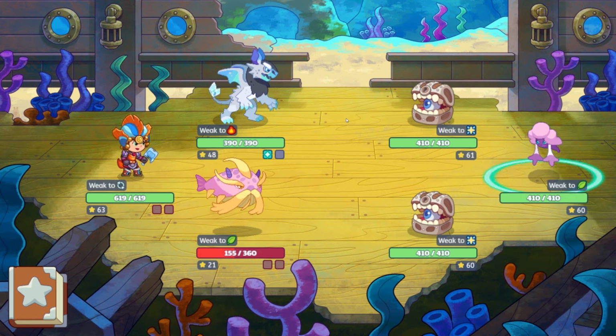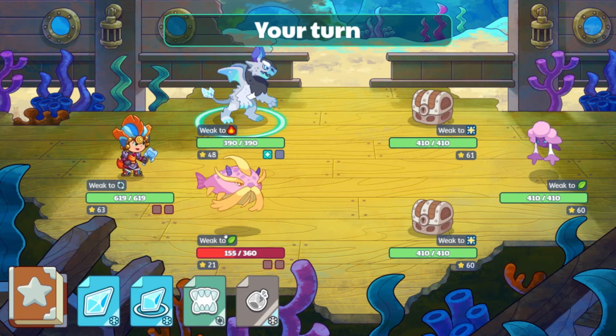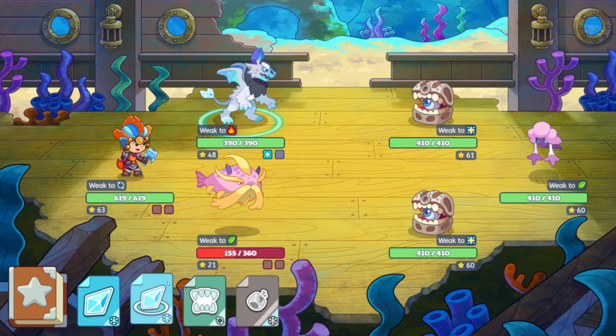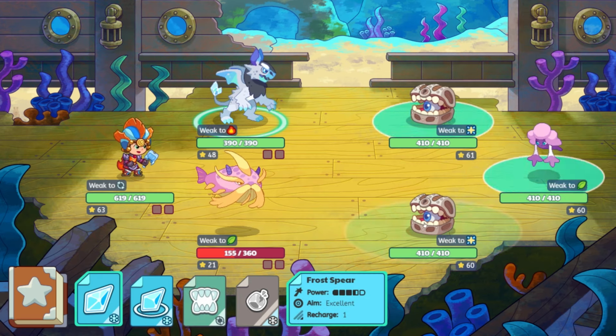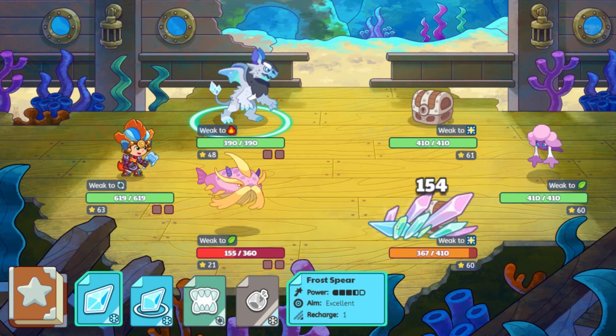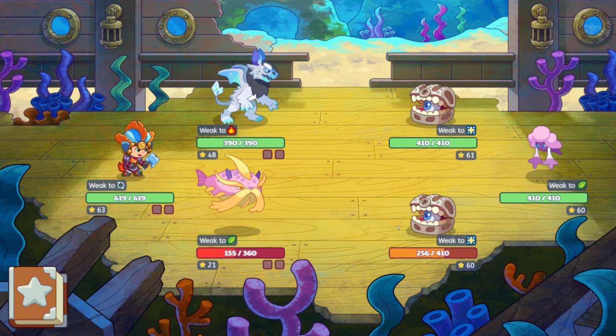All right. We get to go before these guys, which is good. We're going to do Frost Spear here. Try to finish off some of these Mimics before we go to there.